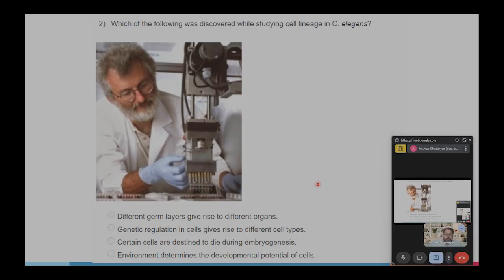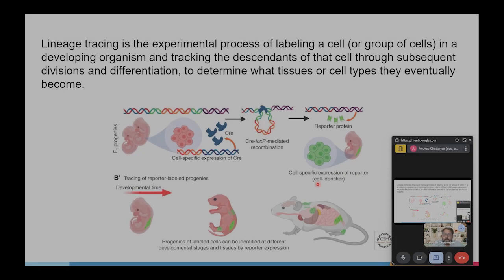Yes, okay. So let us look at it. So what exactly is lineage tracing first? Lineage tracing is the experimental process of labeling a cell in a developing organism and tracking the descendants of the cell through subsequent divisions and differentiation to determine what tissue or cell types eventually become or come from these particular cells.